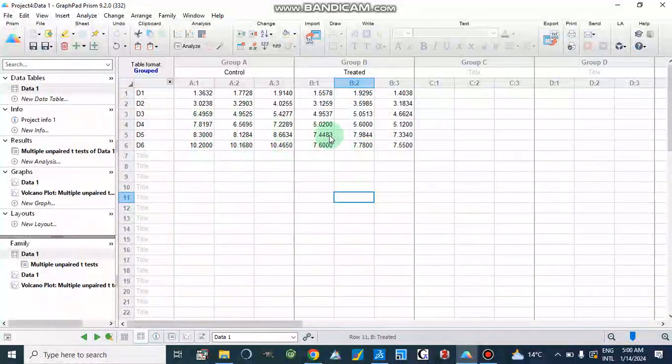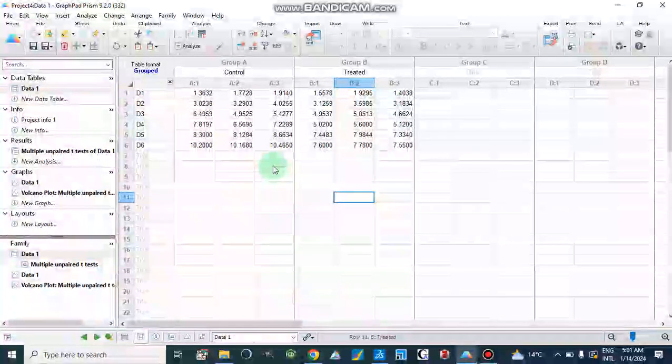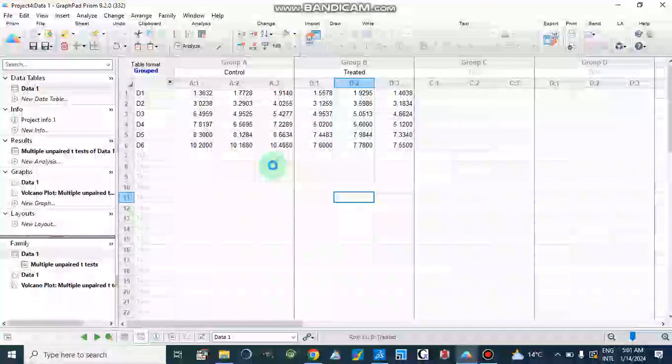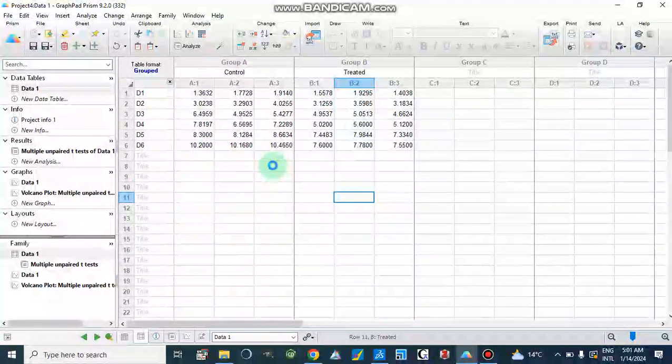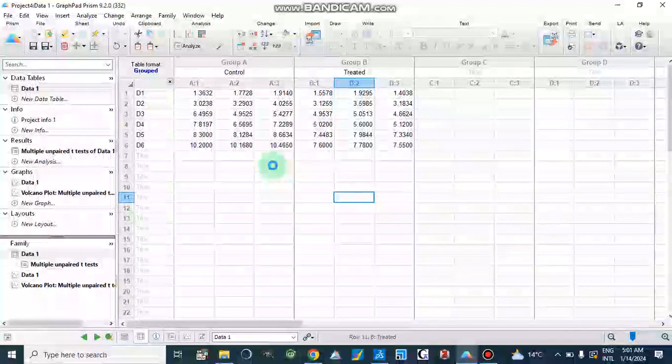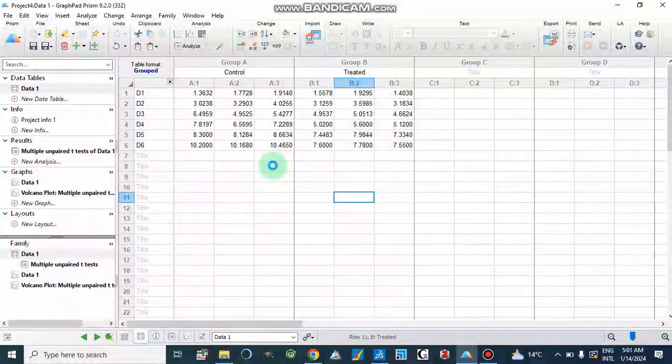So this data represents this difference between the control and treated group, but the t-test actually tells us whether this difference is significant or not. So today we will perform t-test through GraphPad Prism, and then we will discuss whether our data is significant or not.